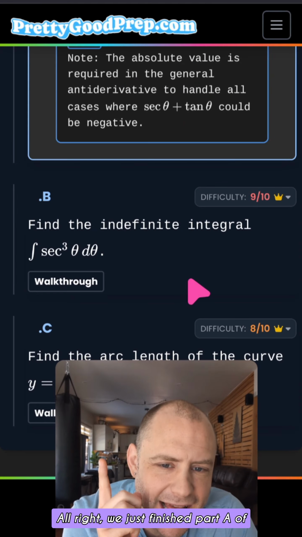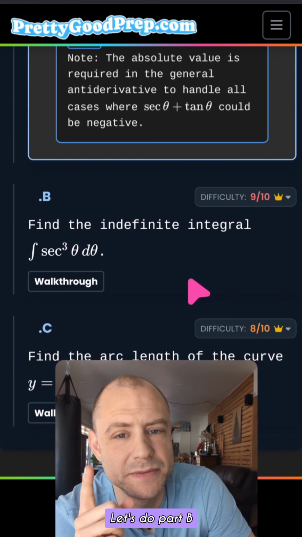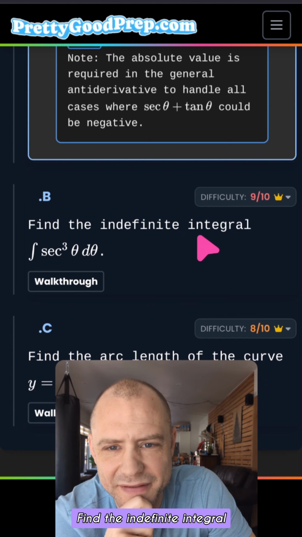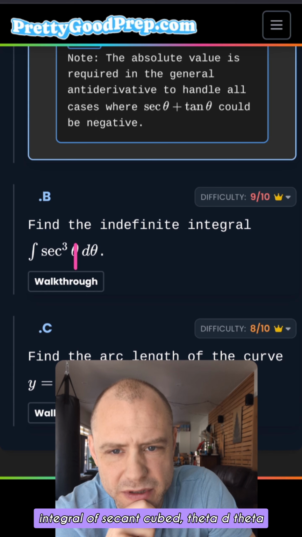All right, we just finished part A of that super tough exam problem. Let's do part B. This one's even harder. Find the indefinite integral of secant cubed theta d theta.